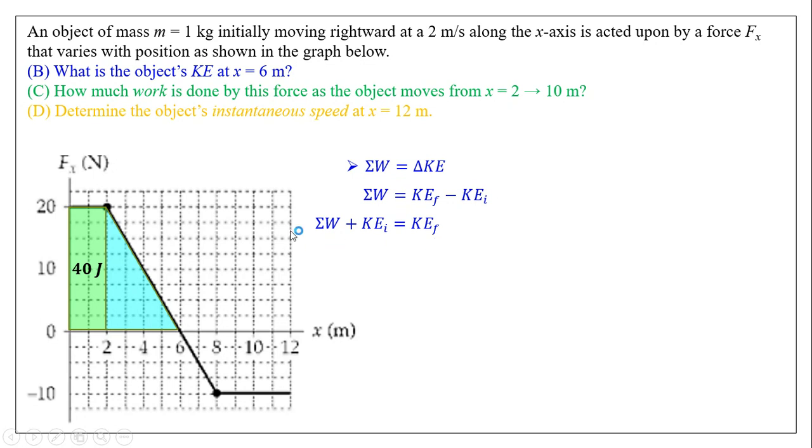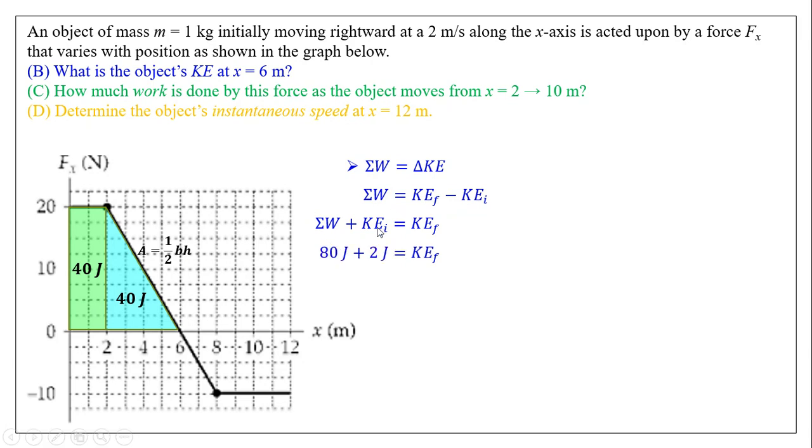Well, to find net work for the first 6 meters, I already know the first 2 meters is 40 joules. It wants it now all the way to 6, so I'm just going to add this area that's shaded in blue here. To find this area, this is a right triangle. I can just apply 1/2 times base times height. Here, the base is only 4. Please count carefully. From 2 to 6 is a difference of 4. The height is 20. So 1/2 times 4 is 2. 2 times 20 is 40. So this area is also 40 joules. So 40 plus 40 is 80. Therefore, the net work done for the first 6 meters is 80.